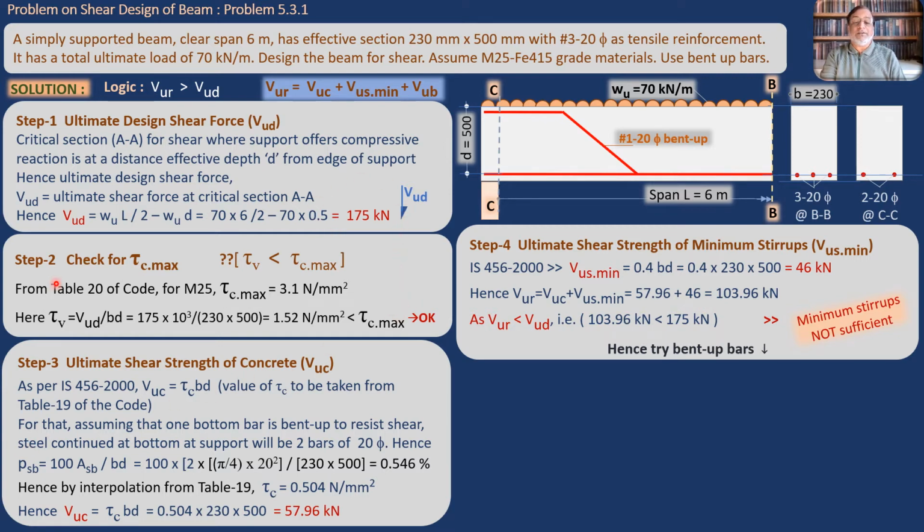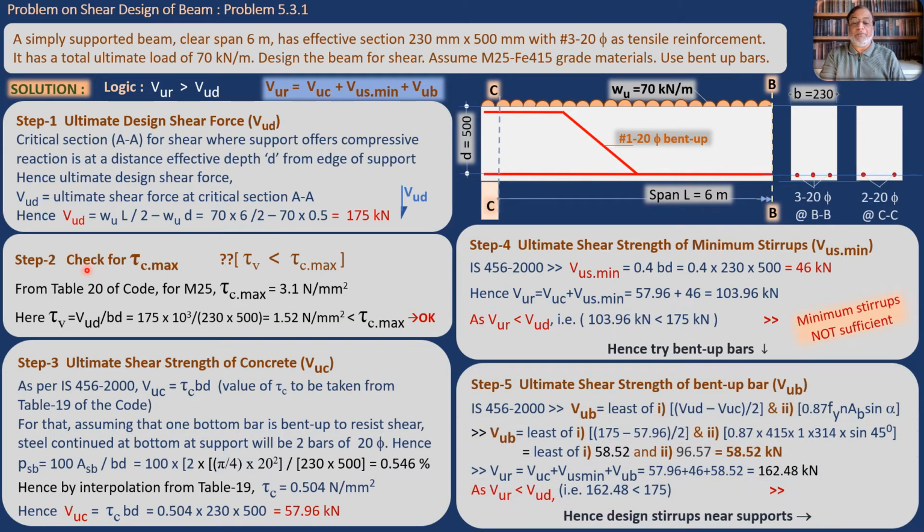Then what is the next source? We have to go for the third option. The third option is necessary according to this check we have taken. So the next step is necessary. You have to take advantage of this bent up bar. So let us take advantage of bent up bar. Hence, we are saying, try bent up bars. We don't know whether bent up bars are also going to be sufficient or not, but they are going to be useful. So we will say, hence try bent up bars.